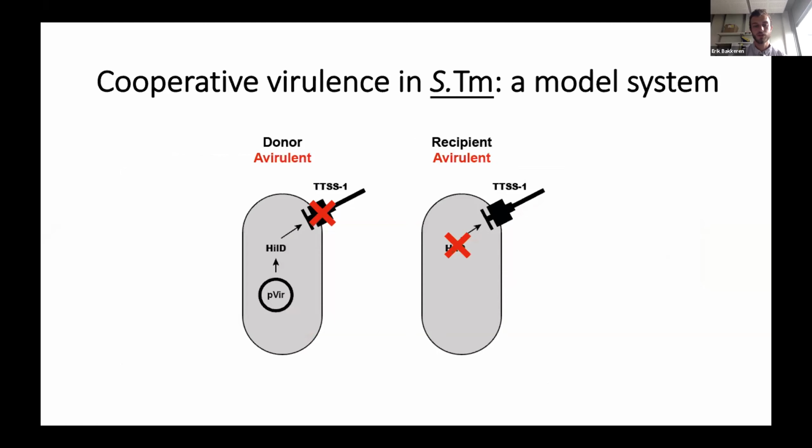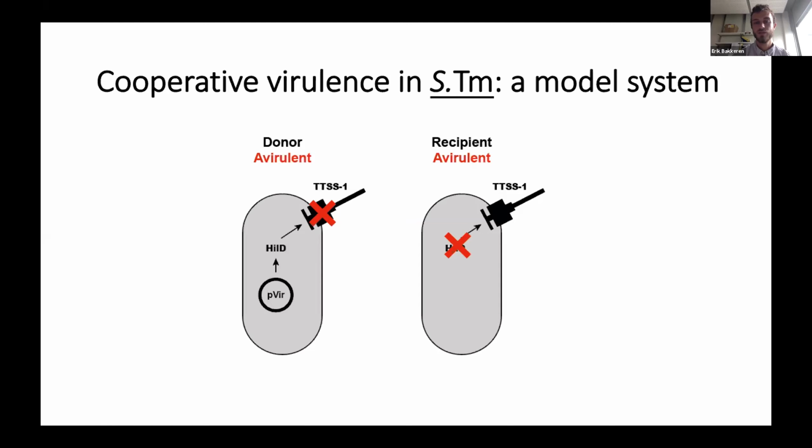So I basically took a conjugative plasmid naturally found in one of our Salmonella strains, and I cloned in a functional copy of HilD, which is in this case the cooperative allele. And in the donor strain, I killed the function of the type 3 secretion system 1, which is very important because this is a secretion system where virulence factors are secreted through. So if you don't have this secretion system, you can't engage in any of the virulence associated with SPI-1. So this strain is essentially avirulent.